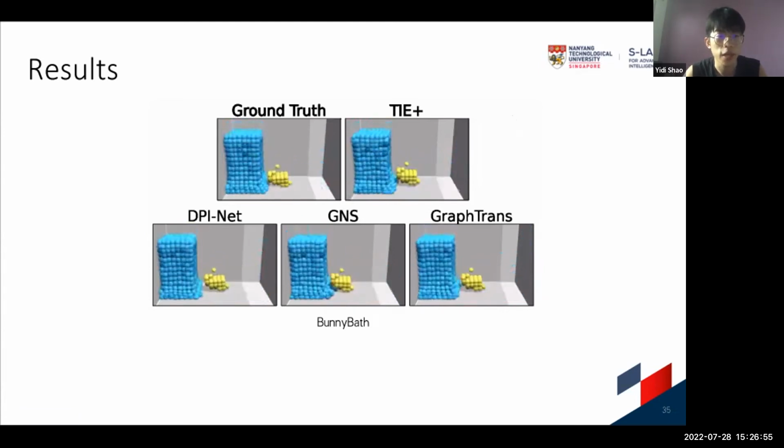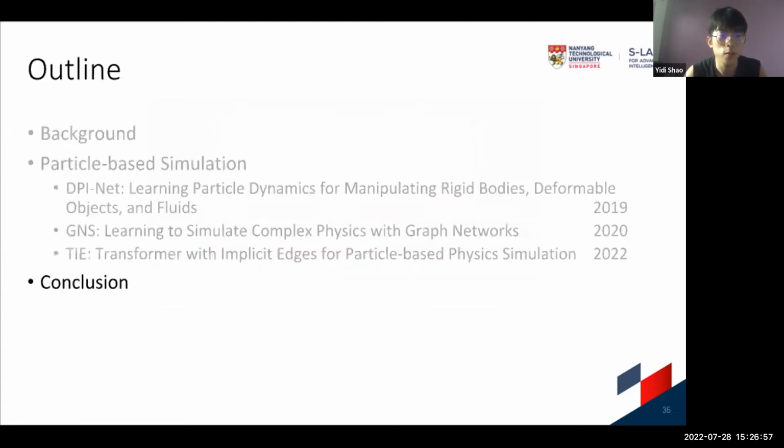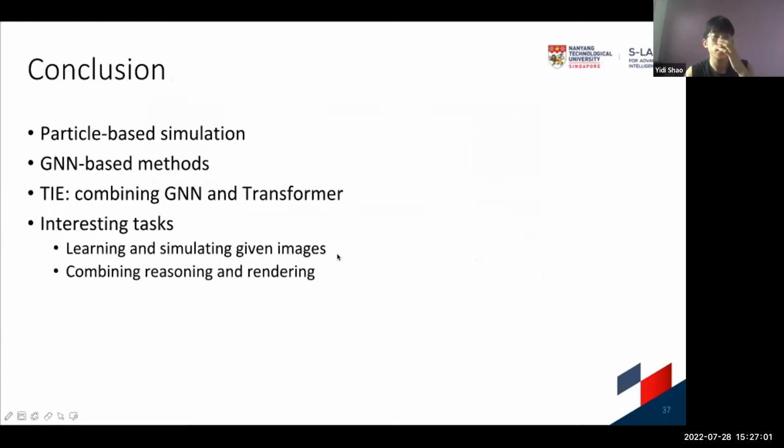Okay, so much for my work. So here are several conclusions. In this talk, we talk about the particle-based simulations and the GNN-based methods. And I introduce my new work about how to hybridize the GNN and the transformer and take advantage of both models for the physics simulations.